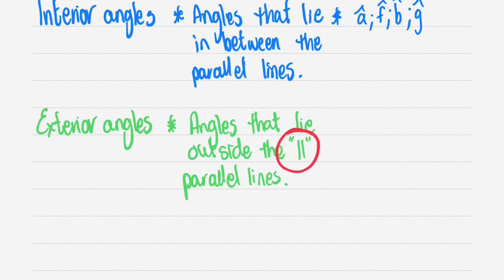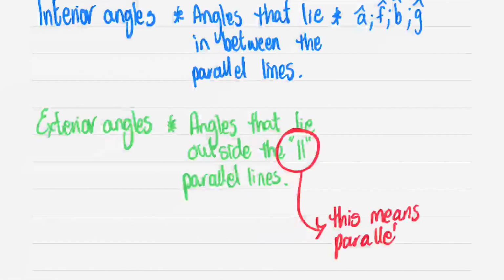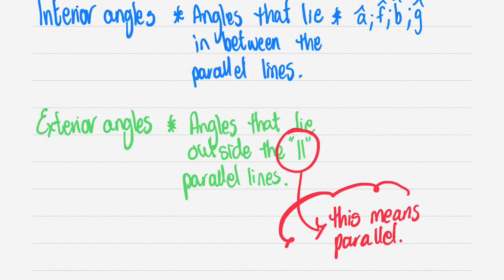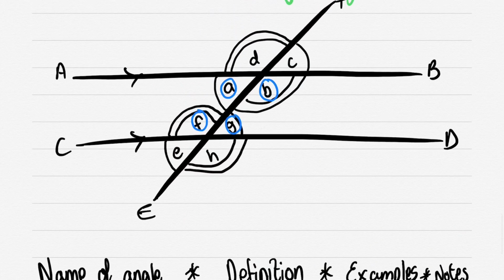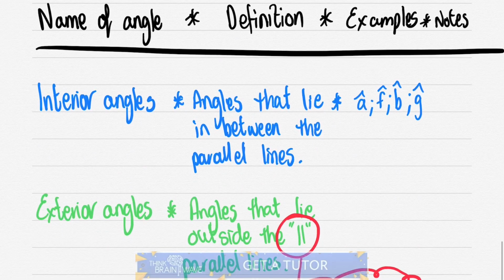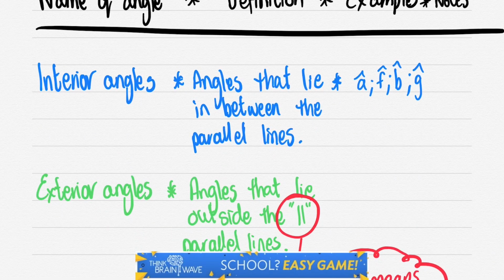The likes of which would be anything besides A, F, B, or G. Just take note that when I draw two lines like that, as I've mentioned in red here, it means parallel. So what do you see? We've got the A, the B, the F, and the G. So the remaining angles circled in green are the exterior angles.